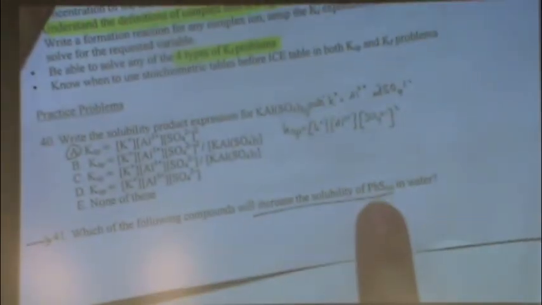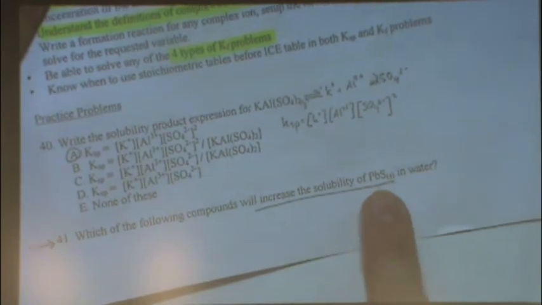41. Oh my gosh. Oh, okay. This is kind of like what we're talking about, pH and solubility. Whoever asked that earlier. Okay. Which of the following will increase the solubility of PbS? So remember that compound. Let's think about it.